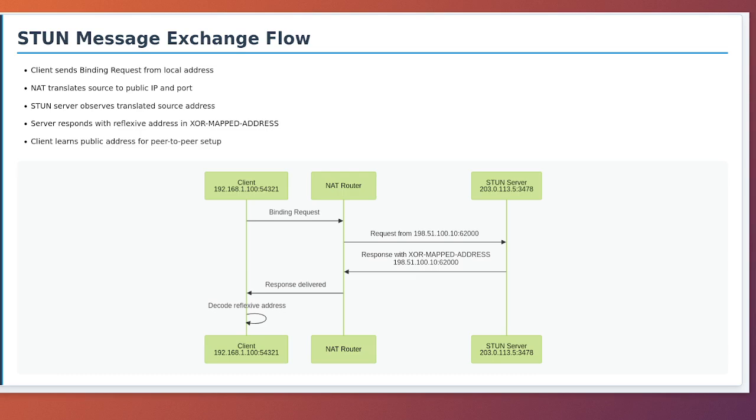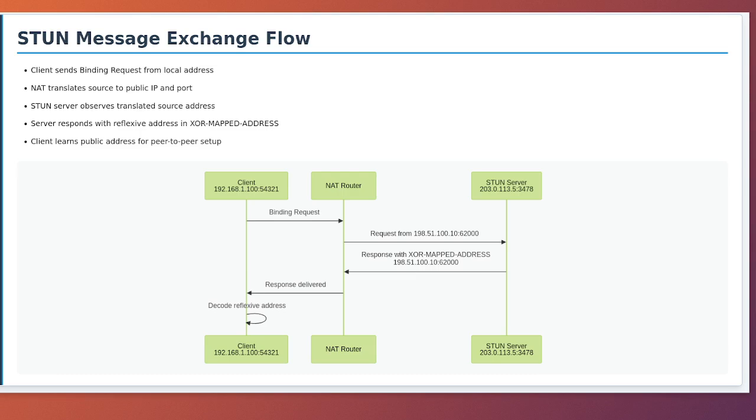STUN message exchange flow. Let's walk through a detailed STUN transaction to see exactly how the protocol operates in practice. The process begins when a client application needs to discover its public IP address and port mapping. The application creates a STUN binding request message, which is the most common type of STUN message. This request is sent over UDP to a STUN server, typically on port 3478, though STUN can also operate over TCP or TLS for scenarios where UDP is blocked.